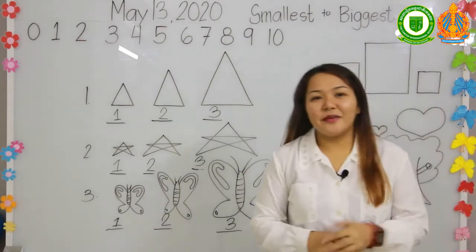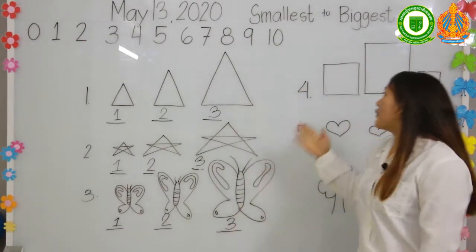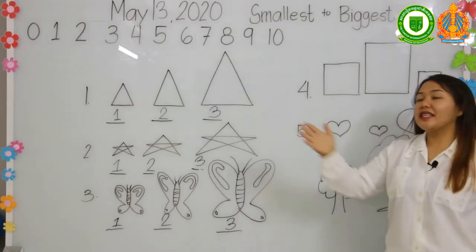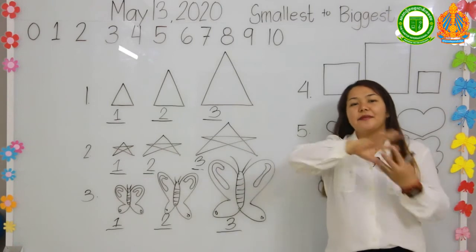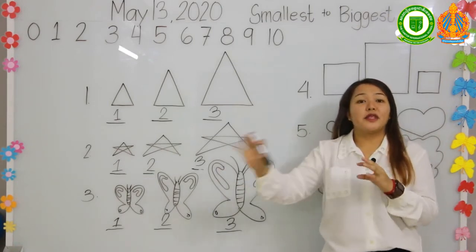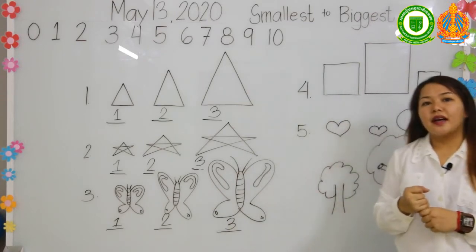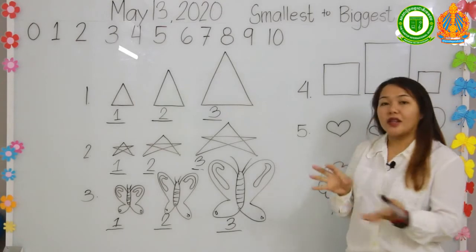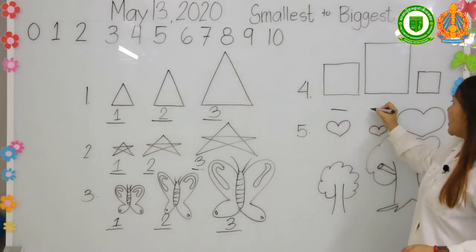Okay, this time we're going to have a different example. For number 4 and number 5, it's not the same with this anymore because I tried to draw something not from the smallest to biggest. So let's find out if you can identify which is the smallest and the biggest.